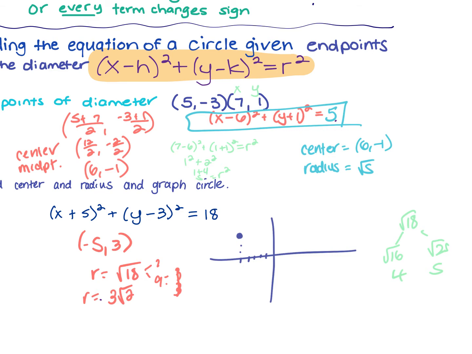I would go right 1, 2, 3, 4, 4.5, up 1, 2, 3, 4, 4.5, and so on in each direction. And then draw your circle as best you can. So the approximating of the square root got some of you. Be very careful. It's, again, not going to be a perfect square. Abe, you with us?